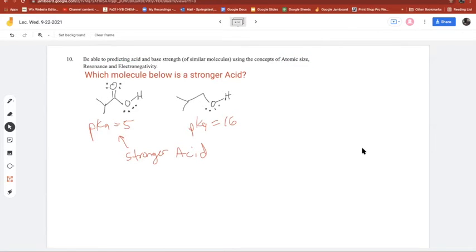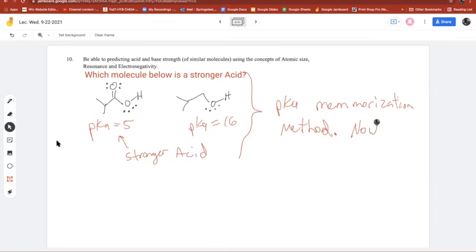So let me give you an example first of atomic size. And also, before I do it, we're going to look mainly at the conjugate base. So here, let's say this is the pKa memorization method. Now for this.